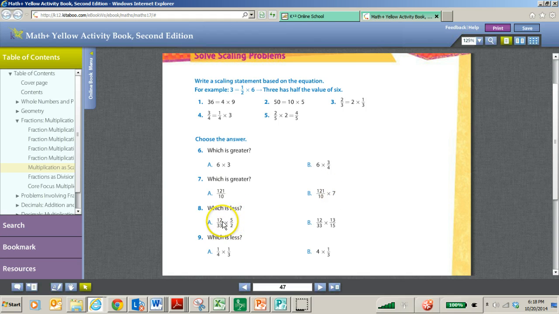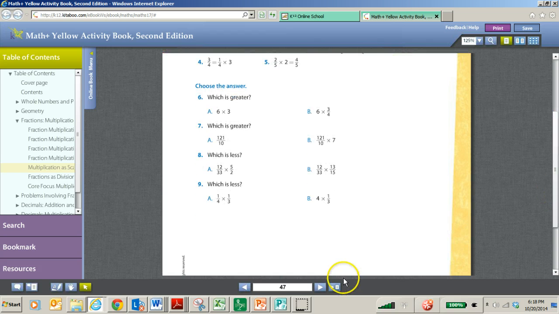Here we have some additional large numbers, but we need to really think. We have 12 33rds, and we have 12 33rds here. This number is 5 halves. That is an improper fraction. That means we have a whole and then a fraction. So if we simplified this, it would be 2 and a half. This one is just a fraction. So if you take a fraction of a fraction, it is going to be less. If you take a fraction and multiply by a whole number or a mixed number, it's going to be larger. Which is less? The same here, we have a fraction by a fraction or a fraction times a whole number.